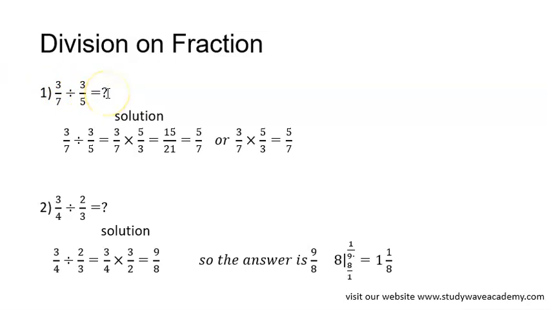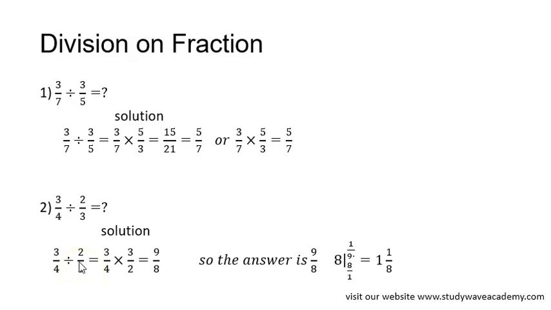What is going to be our answer? First of all, write out our equation 3 over 7 divided by 3 over 5. How are we going to solve this? We are going to reciprocate the second fraction, which is the divisor. Okay, so we have to switch it.